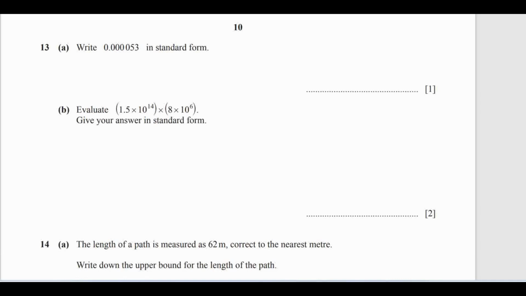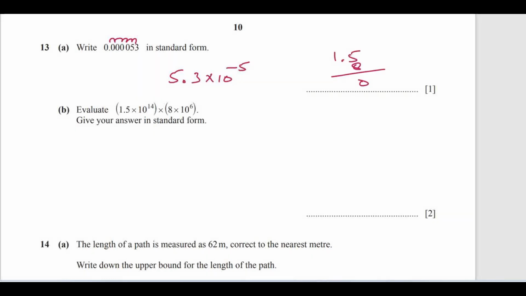Let's move on to the next question, question number 13. In question number 13, the first part is write 0.00053 in standard form. So in standard form, what we have to do is shift the decimal 1, 2, 3, 4 and 5 places. So this will be equal to 5.3 multiplied by, as we are moving towards the left side, negative 5. This will be the final answer.